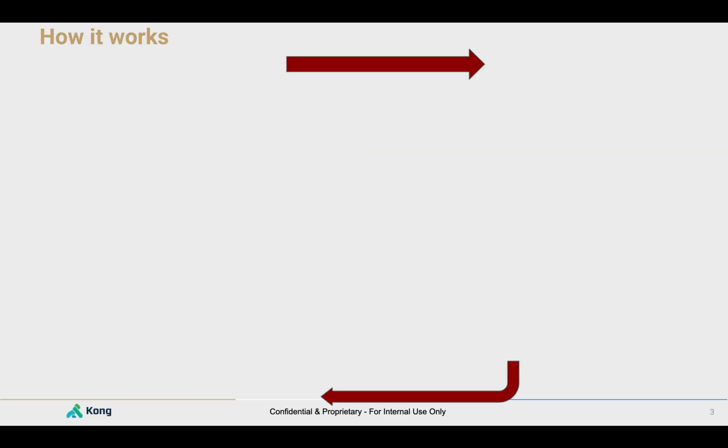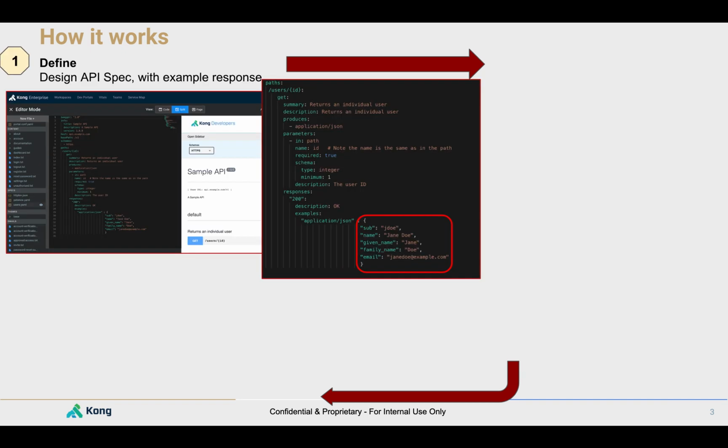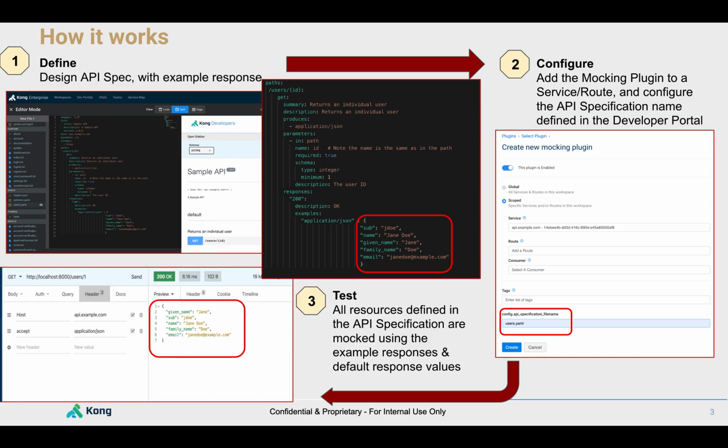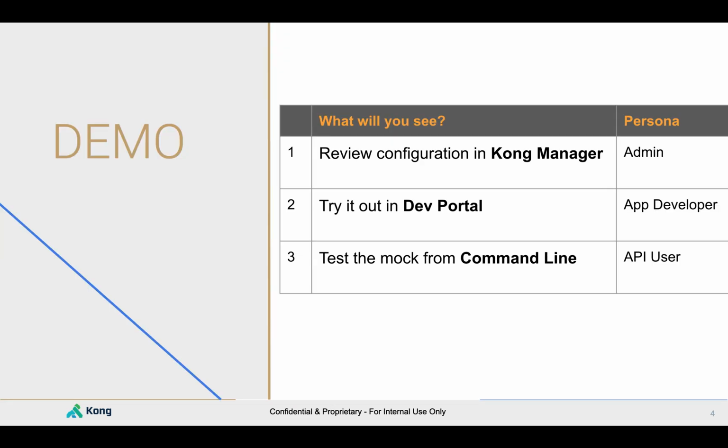Let's see how this works in three easy steps. The first step includes defining and designing an API specification which has an example response. The next step includes configuring the mocking plugin and then tying that back into the API specification that has already been published to the developer portal. And finally, now that the mock is available, it's ready to be tested. So let's see this in action now with a demo.